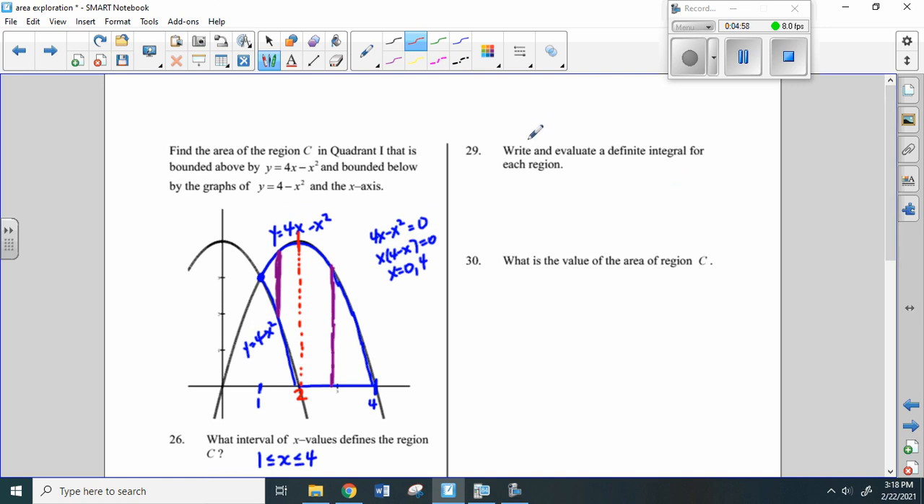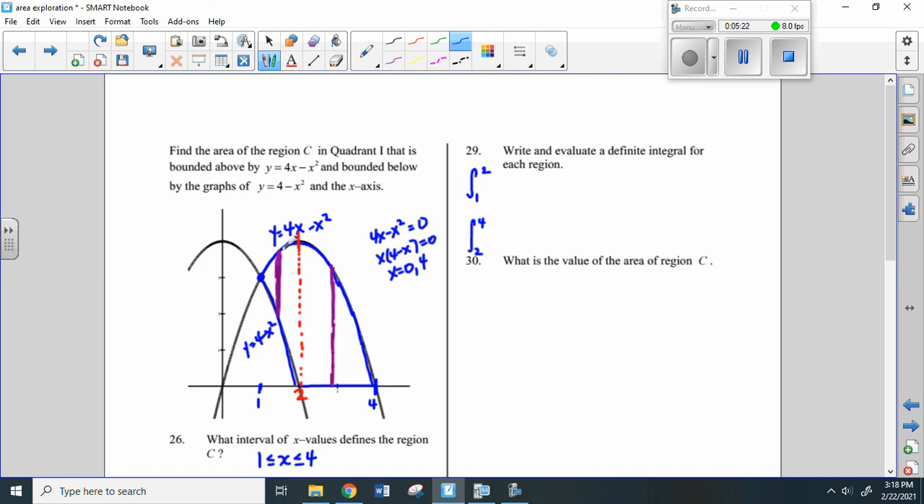So it literally says write and evaluate a definite integral for each region, okay? So I need an integral that goes from 1 to 2, and I need an integral that goes from 2 to 4. All right, and remember, I need the area of that representative strip, which is length times width. Width is just your dx.